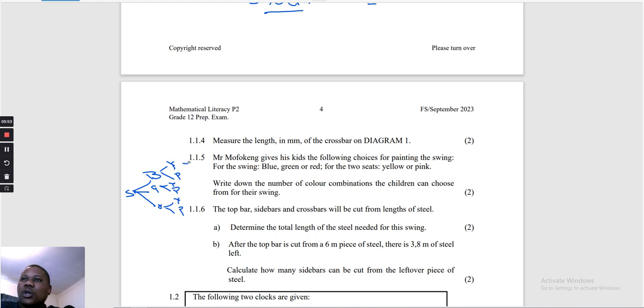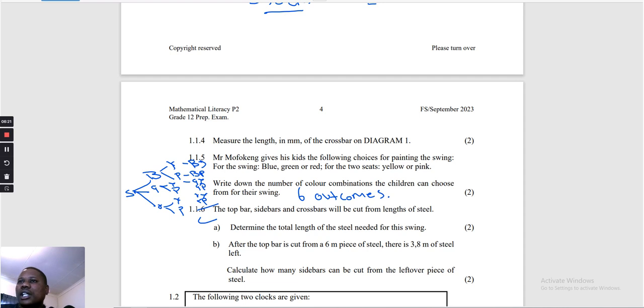So your combination is going to be BY, BP, GY, GP, RY, RP. So how many outcomes do you have? You have 6 outcomes.